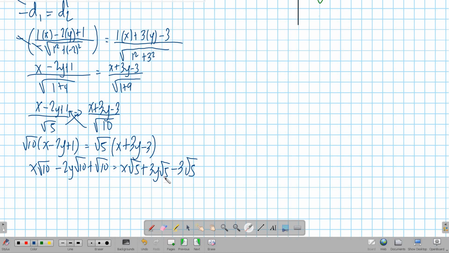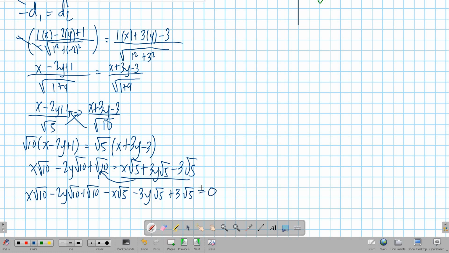Since we're dealing with radicals, it's kind of difficult to know whether it will be a positive or negative value na kung walang calculator. So, what I'm going to do is simply transpose everything on the right side to the left. Pero magpaparehas lang yon if you transpose this to the right, although medyo iba in terms of signs, but technically they would be the same. So, if I'm going to transpose everything to this side, I'm going to have x square root of 10 minus 2y square root of 10 plus square root of 10 minus x square root of 5 minus 3y square root of 5 plus 3 square root of 5 equals 0.